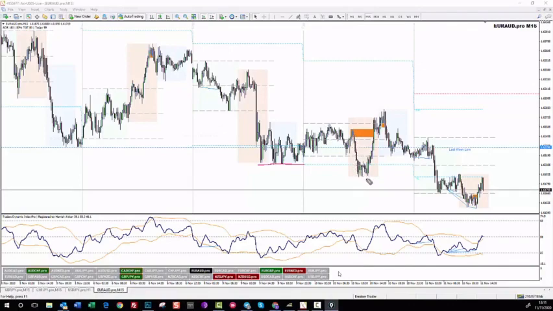London pulled the price down, took out the stops of everybody that had gone long in this bottom at London and this New York session low here, and took price back up again in that direction.